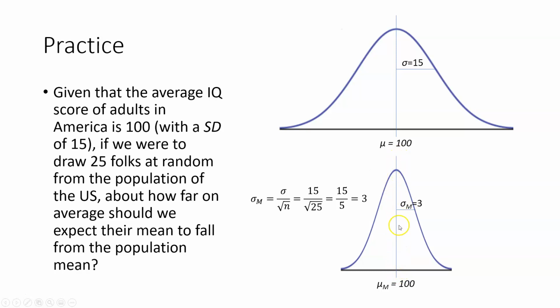So we might draw this sample here, and it might be about 3 away from 100. We might draw this sample here, and it might be further than 3 away from 100. But on average, most of the sample means are only about 3 points away from the mean of 100. Some are further, some are closer, but on average, the typical distance away is about 3 points.